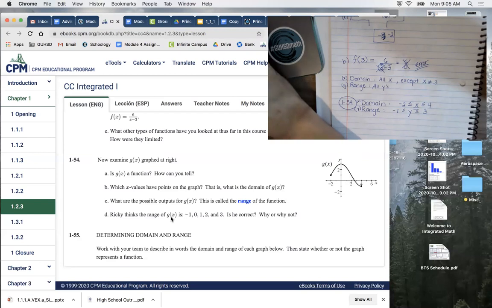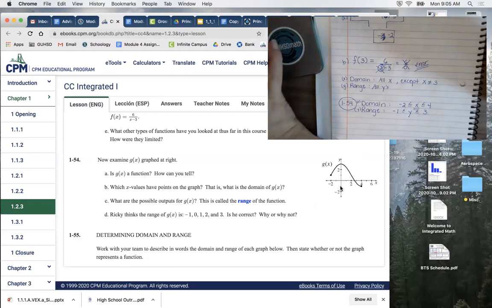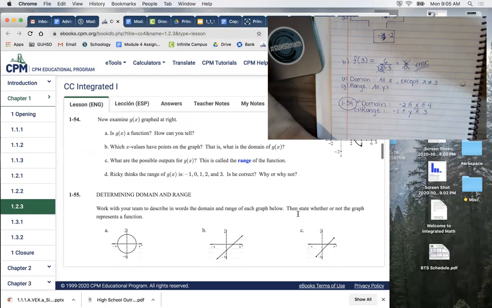Okay, it says here, Ricky thinks that the range is -1, 0, 1, 2, 3. Is he correct? Why or why not? That's a great insight. He does have them going from -1 to 3, which is correct, but he's saying that it's each individual value. But if you guys look, isn't one of the values also 1.5 right here, or 0.5? That gives me a value for the graph. So because this is continuous, that's not the domain and range.